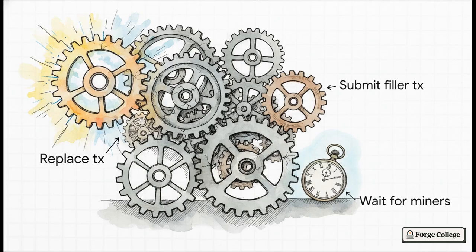Strategy 2. Submit a filler or cancel transaction. This is a brilliant little trick where you send a zero-value transaction to yourself at the missing nonce. It costs a tiny bit of gas, but it acts like a digital plunger, advancing the counter, clearing the blockage, and letting everything else flow. Strategy 3. Wait. This is the passive approach, and really only recommended if you're absolutely confident miners will eventually pick it up.